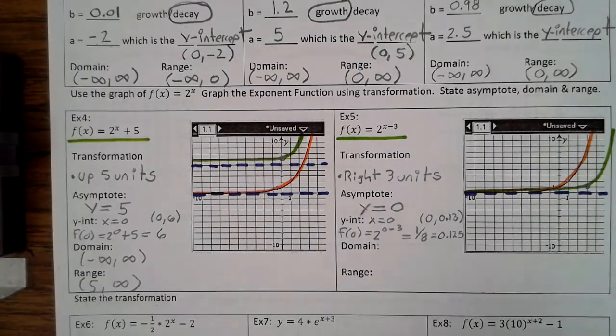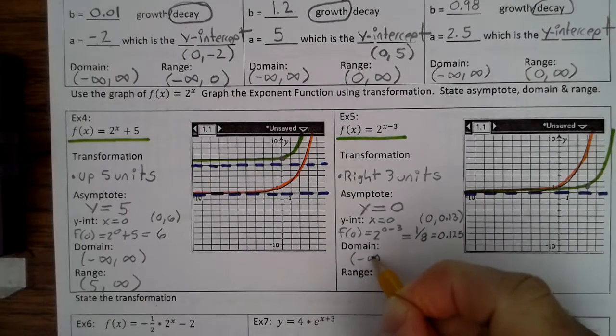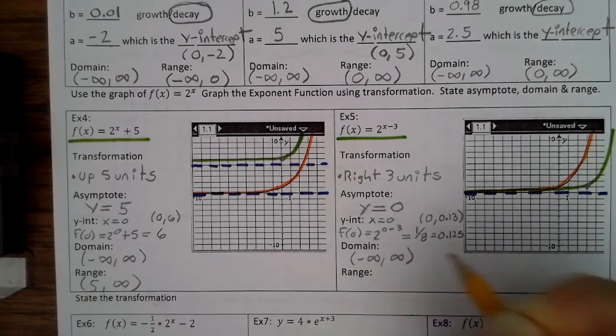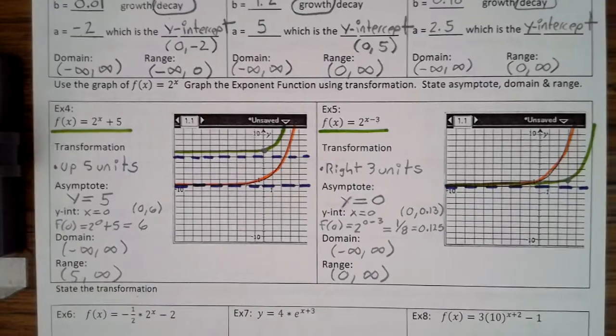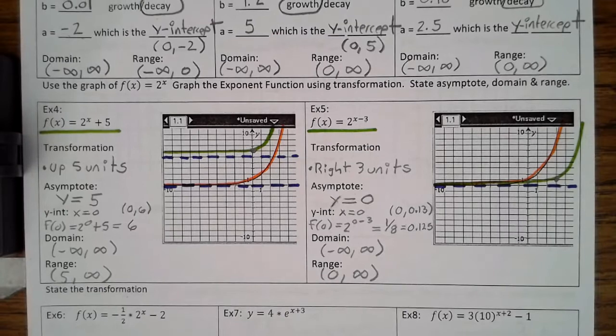Now, domain is still negative infinity to positive infinity, and range would be from 0 to infinity. All right, so go ahead and finish up example 4 and 5. All right, let's take a look at example 6.